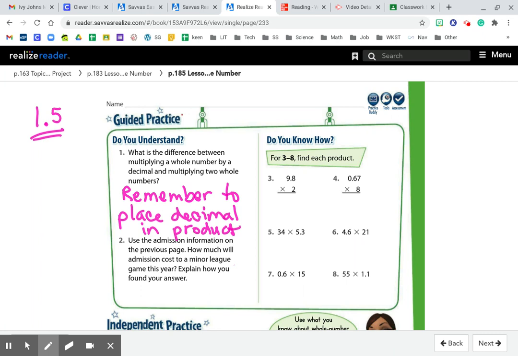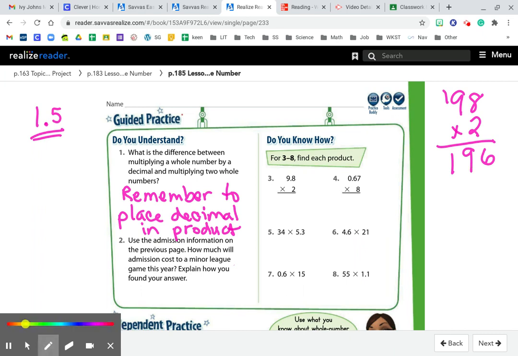9.8 times 2. So we're just going to treat it like it's 98 times 2. We used a distributive property. And we have 196. But remember, we actually have a little decimal point in there. It's between the 9 and the 8. So we have 1 digit in decimal place value in the problem. We need 1 digit in decimal place value in the answer. That's really hard to see there. So we wind up with 19.6.